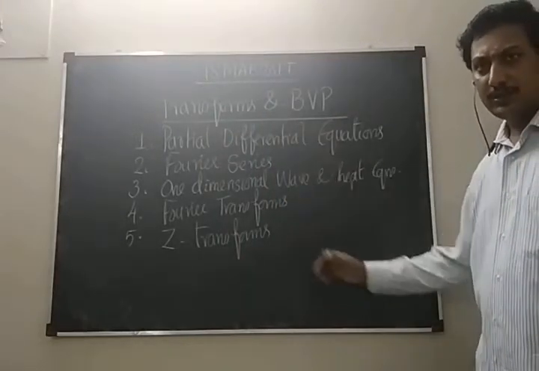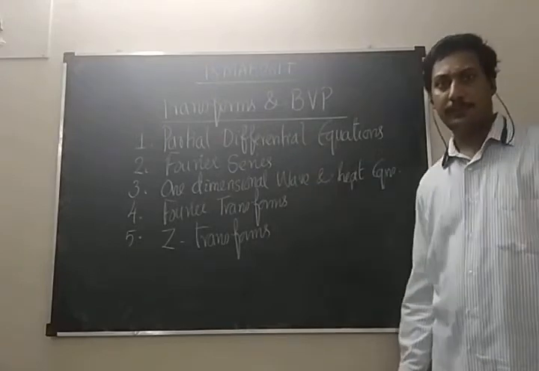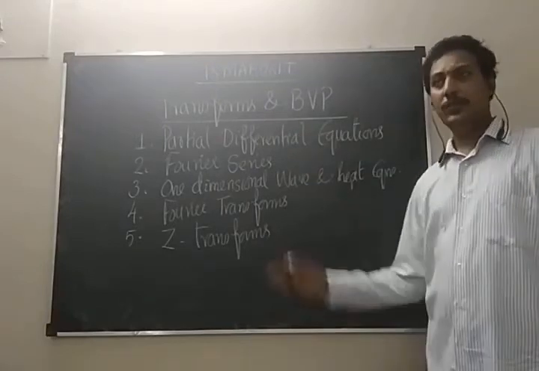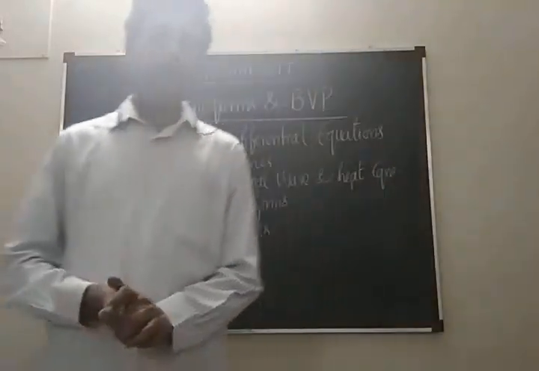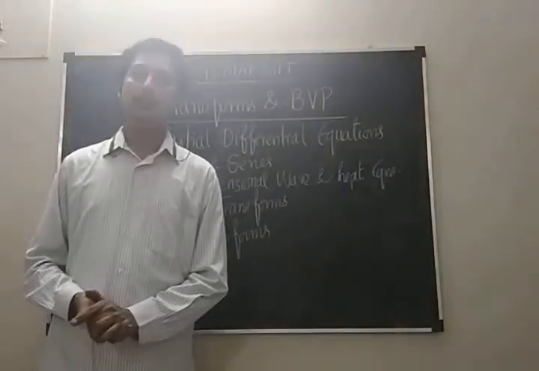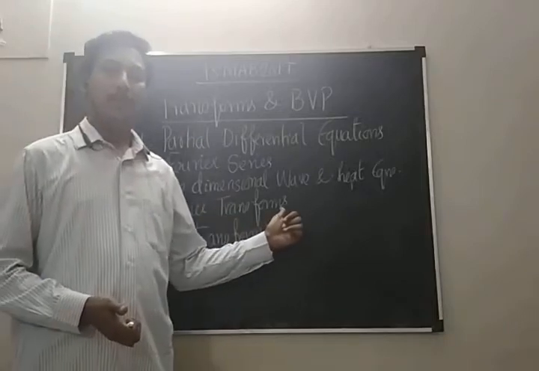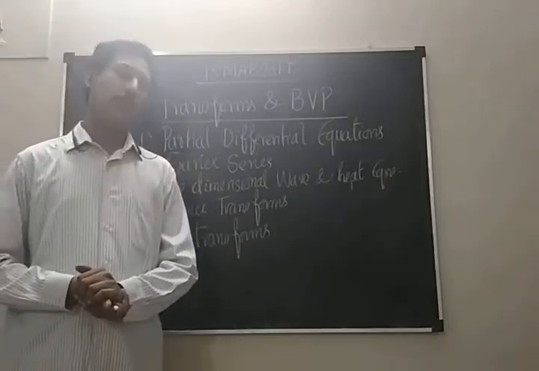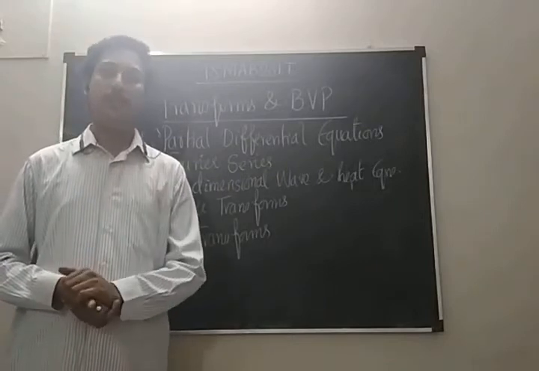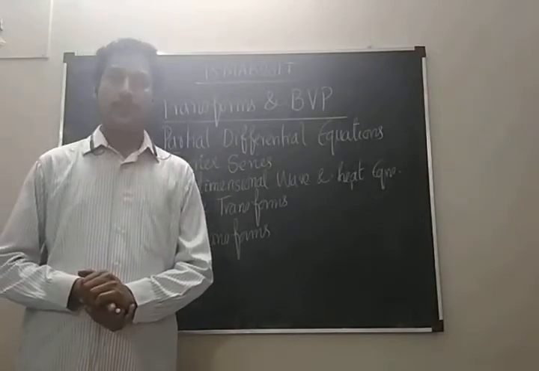these are the 5 units we are going to discuss in this semester. The first one is partial differential equations, second one is Fourier series, third one is one-dimensional wave and heat flow equation, fourth one is Fourier transform, and the fifth one, the final one, is Z transforms.